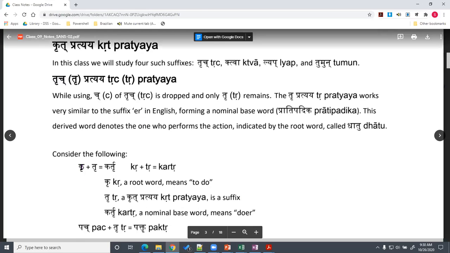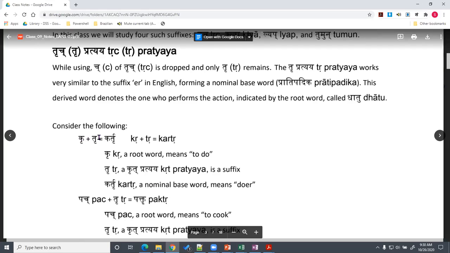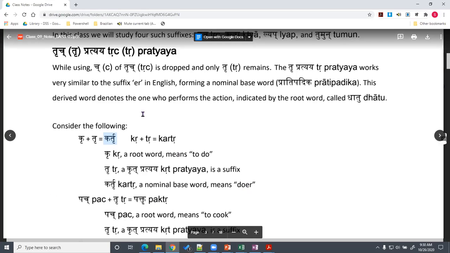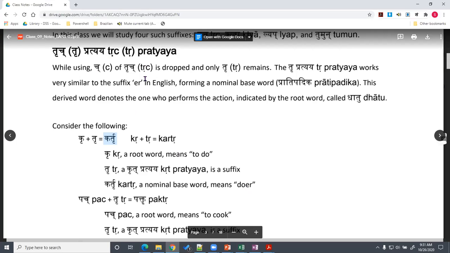One of the examples: Krut Pratyaya are always put on the verbal roots and they make the nominal forms, nominal base forms. Like Kru and Tra. So Kartru. There are some rules why Kru becomes Kar, and Kartru means doer. Whenever you apply a suffix, Panini has also given the meaning in which that suffix is to be applied. So Truch Pratyaya is applied in the sense of doer of the action.